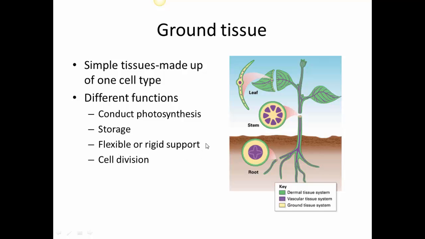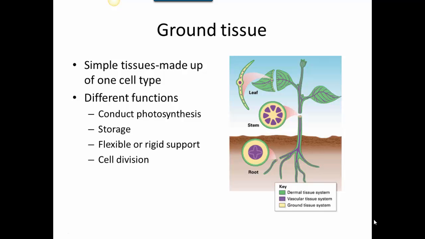Ground tissue can provide flexible or rigid support for the plant. So we'll take a look at some cells on the next slide called collenchyma cells that are ground tissue, and they're somewhat rigid but somewhat flexible, so it's often a support for growing areas of the plant. There are also some really tough ground tissue cells called fibers that provide tough, rigid support for the plant.